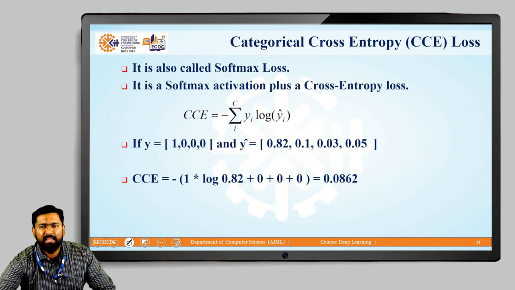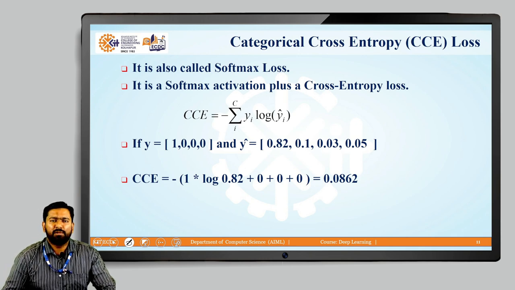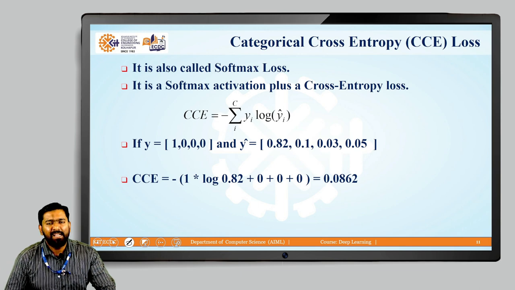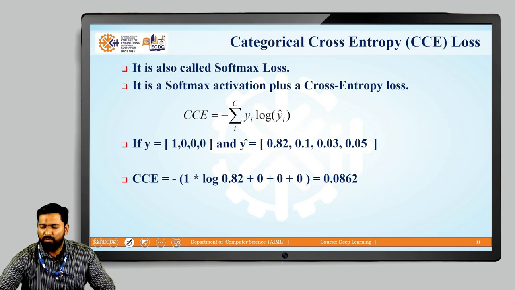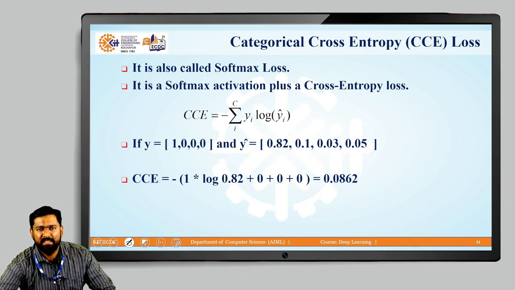Next one is categorical cross entropy loss. This is also called softmax loss. When there is a multi-class problem, you will use categorical cross entropy. The formula for categorical cross entropy is minus summation i equal to 1 to capital C, where C is the number of classes. For example, suppose you are classifying animals: cat, dog, horse, elephant. How many classes are there? That is C. Then yi into log yi cap. yi is each class's target value, and yi cap is the prediction value.